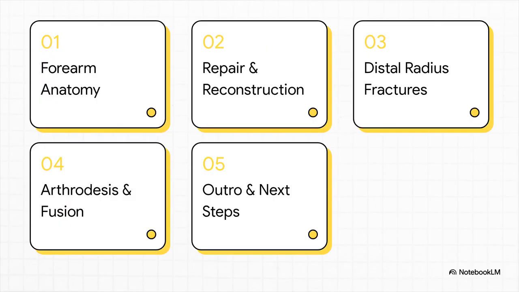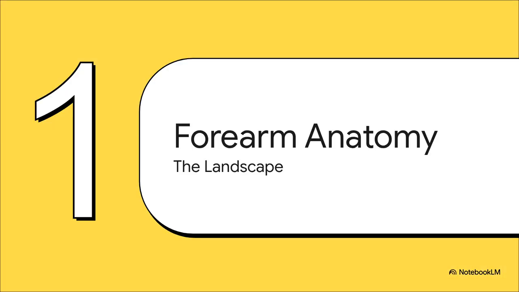So here is our roadmap for today's explainer. First, understanding forearm anatomy. Second, repair and reconstruction. Third, distal radius fractures. Fourth, arthrodesis or wrist fusion. And finally, outro and next steps. Let's get to it. Section 1.